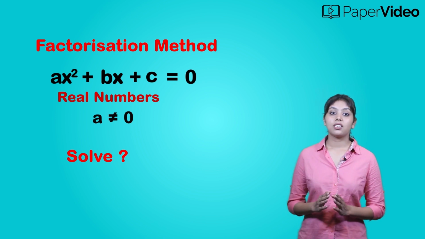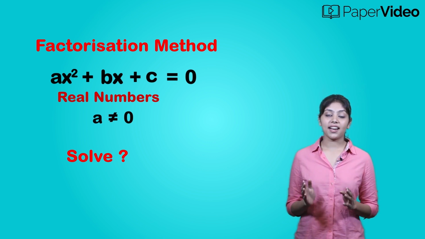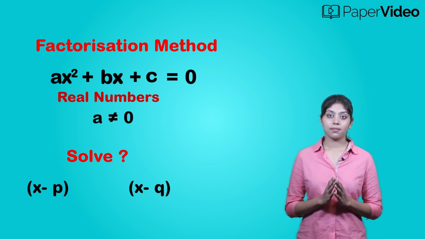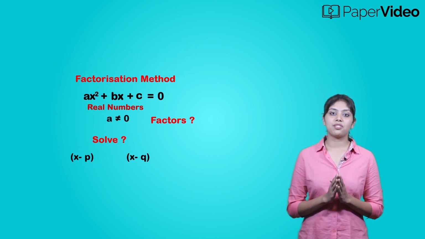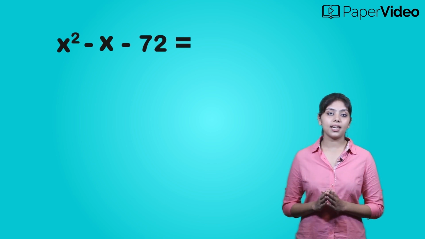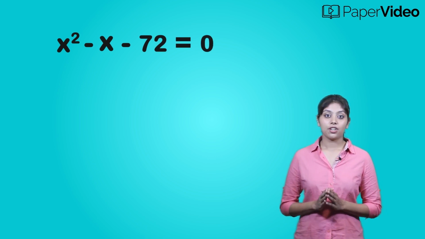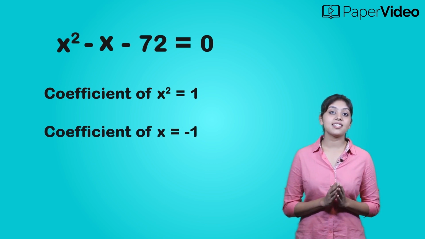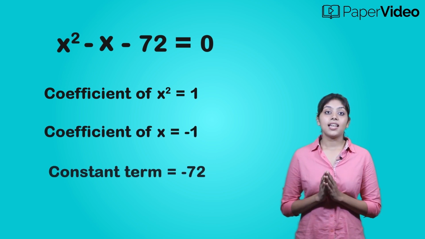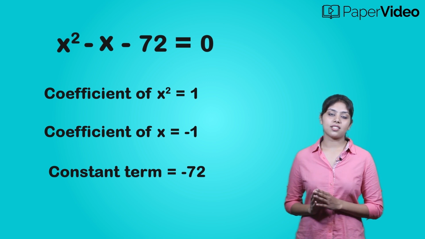In this method, the quadratic polynomial is factorized into two factors. How do we find the factors? Let's take an example to understand the complete procedure. Consider a quadratic equation x squared minus x minus 72 equal to 0. Here, the coefficient of x squared is 1, the coefficient of x is negative 1, and negative 72 is the constant term.